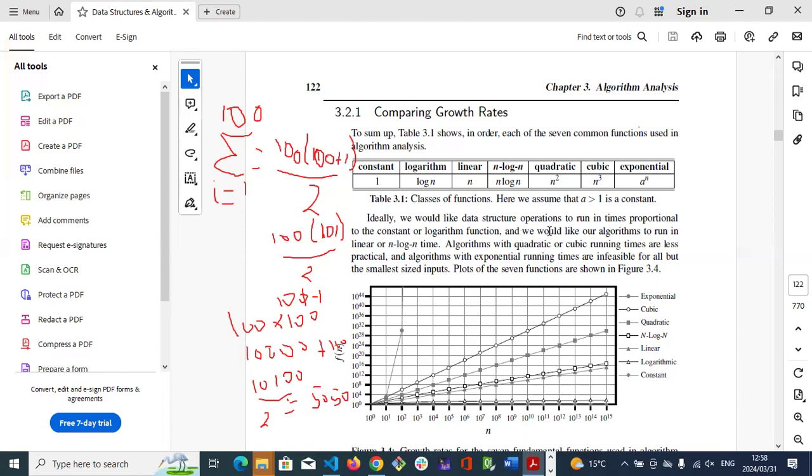Ideally, we would like the data structure operations to run in time proportional to constant or log n. We would like our algorithm to run in linear or n log n time. Algorithms with quadratic or cubic running times are less practical, and algorithms with exponential running times are infeasible.